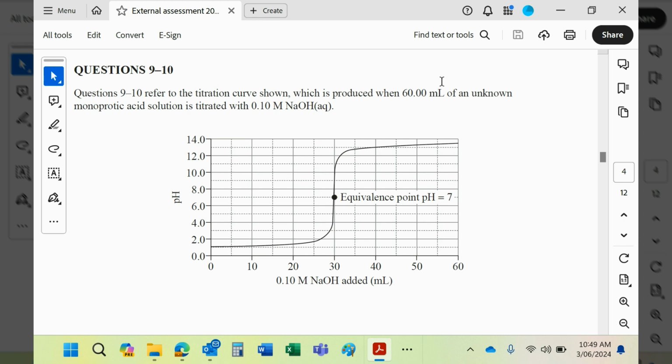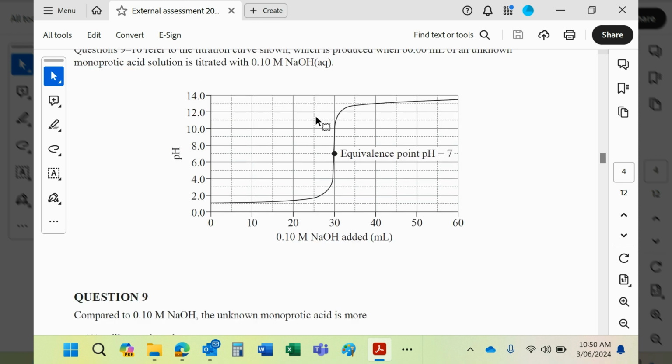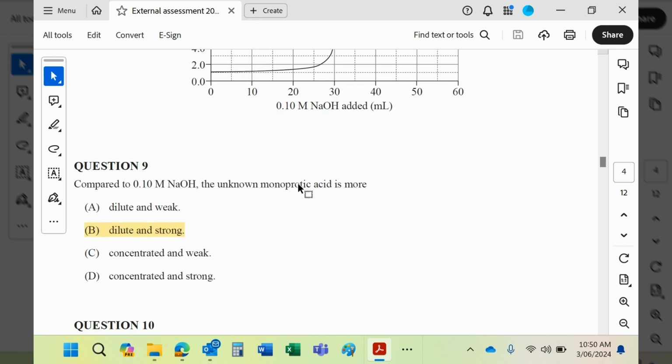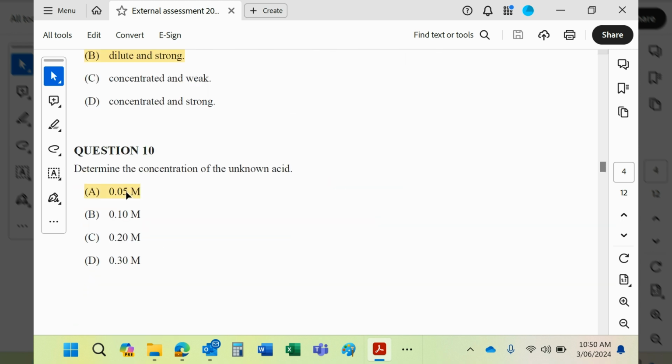So if you're going to need twice the volume of acid, it means it must be half the concentration. So the acid concentration would be 0.05. Okay, so let's have a look at the questions. The unknown monoprotic acid is more dilute. Yeah, we've already said it's 0.05. And of course, it's a strong acid starting at pH 1. And there's its concentration, 0.05.